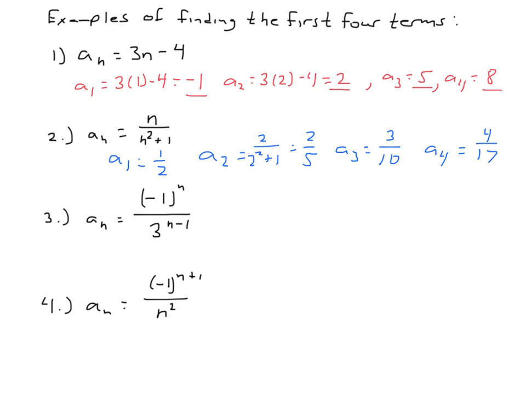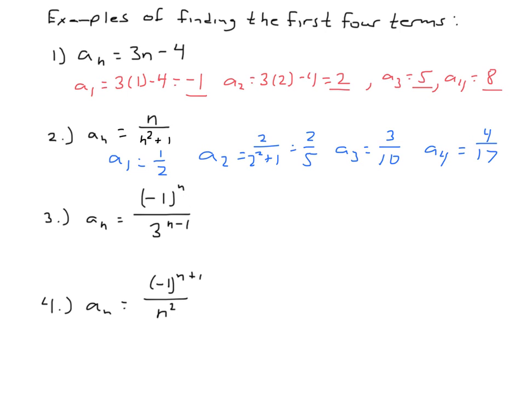Another thing that you're going to notice on these is in some cases you will see the general term have something like we see here where we have a negative 1 to a power. When you see that, you know that the terms of the sequence are going to alternate between positive and negative.